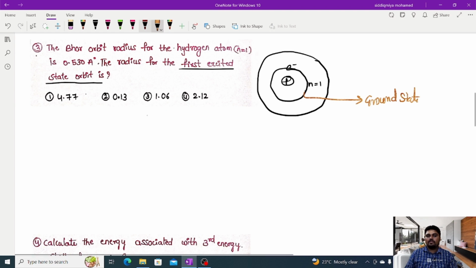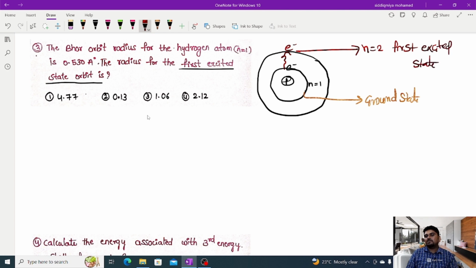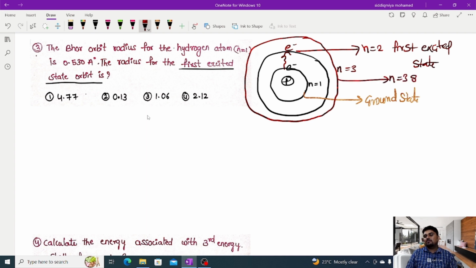When the electron gains energy, it will go to the excited state. So n is equal to 2 is the first excited state. Suppose if they ask for the second excited state, which one do you have to take? n is equal to 3. That is the second excited state. Like this.